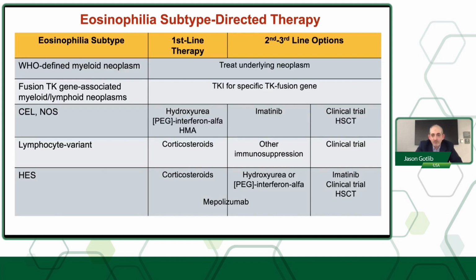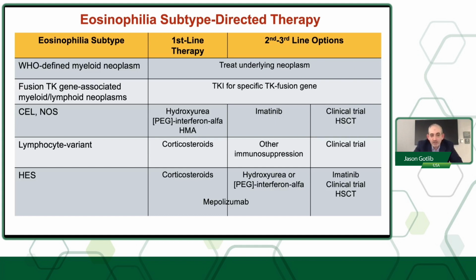If you look at eosinophilia-directed therapy according to the type of eosinophilic syndrome, if you have a WHO-defined myeloid neoplasm, for example, CML, MDS, or mast cell disease, of course, treat the underlying neoplasm. If you have a fusion tyrosine kinase gene associated with eosinophilia, then you treat that specific subtype. For example, you have a JAK2 rearrangement, use a JAK inhibitor. You have an FGFR rearrangement, you can use pemigatinib. PDGFR alpha, PDGFR beta, you can use imatinib.